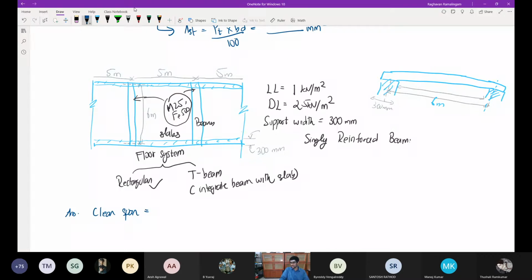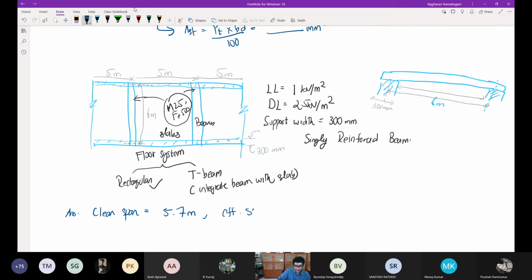Center to center of support is 6 meters, width of each support is 300 mm. So what is the clear span? Pretty simple. It's 5.7 meters. Yes, he's right. So half of this 300 mm and half of this side also you will subtract: 6 meters minus 150 mm minus 150 mm, so 5.7 meters. This is the clear span.